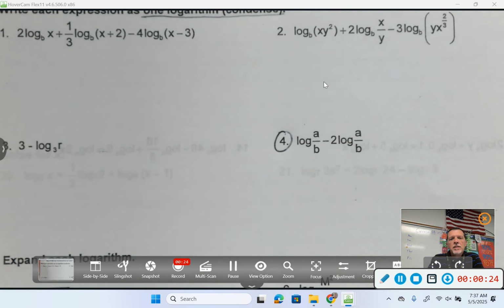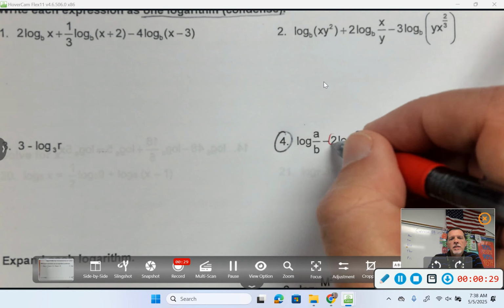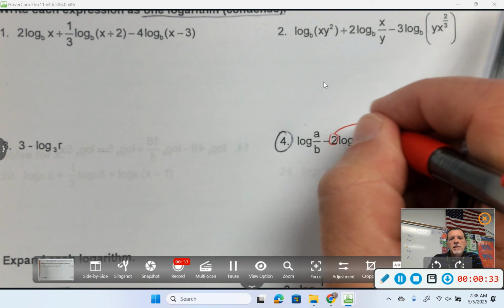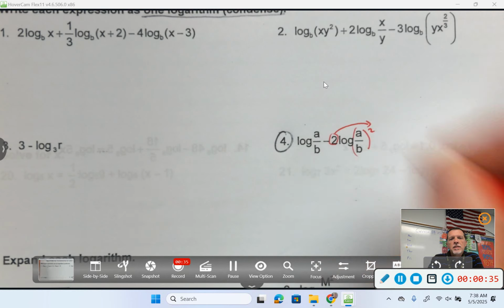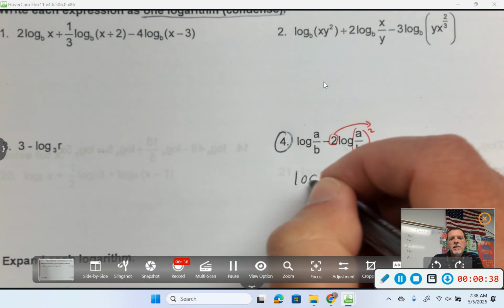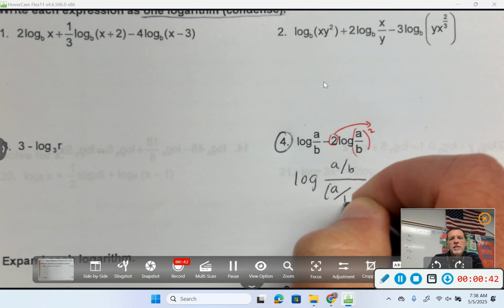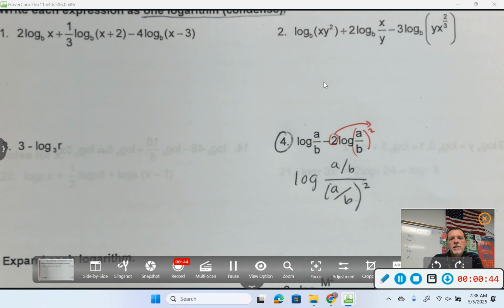minus leads to division, but before I can divide, I need to fix that 2, and I guess fix maybe is not the right word. Where can I put the 2? Make it as the exponent. Okay, so this might look funny. I'm going to have a over b divided by a over b squared.